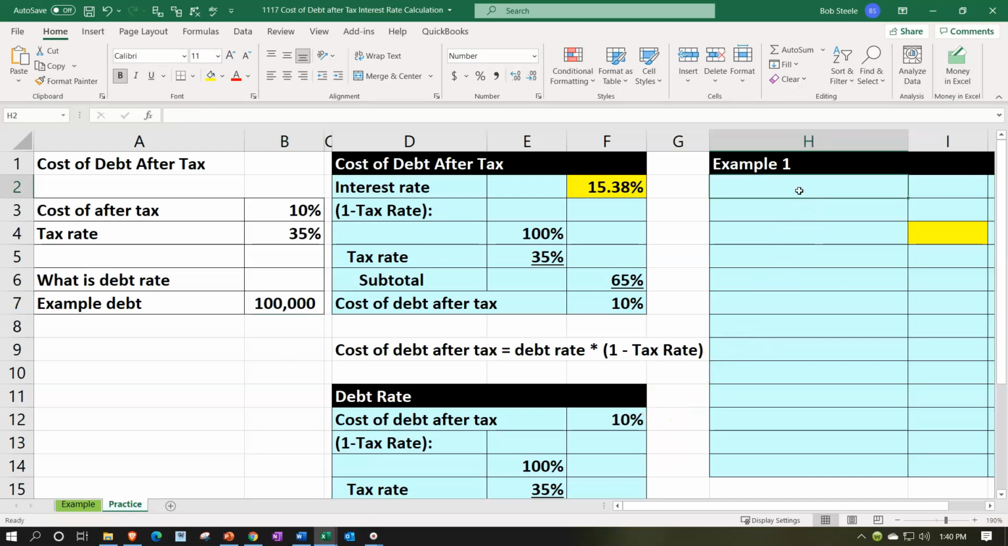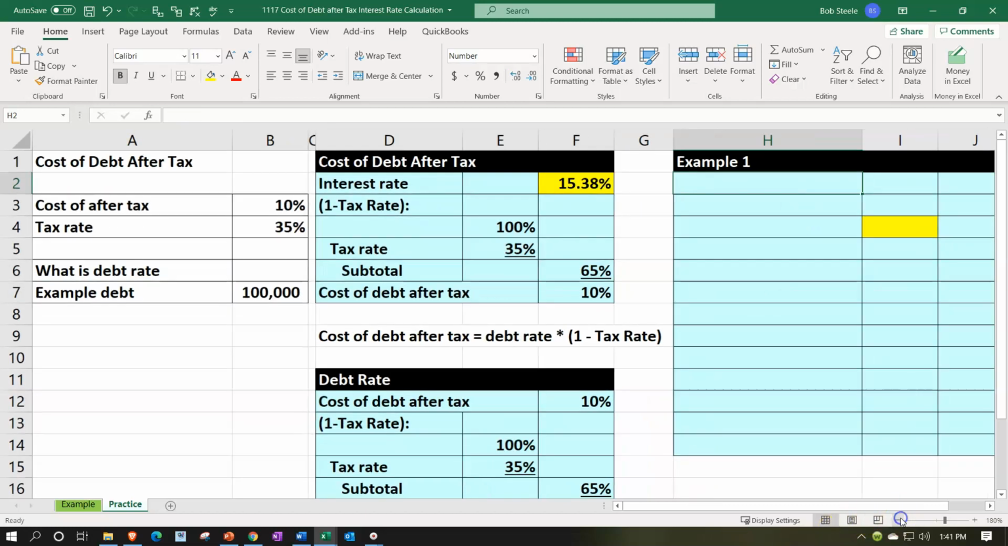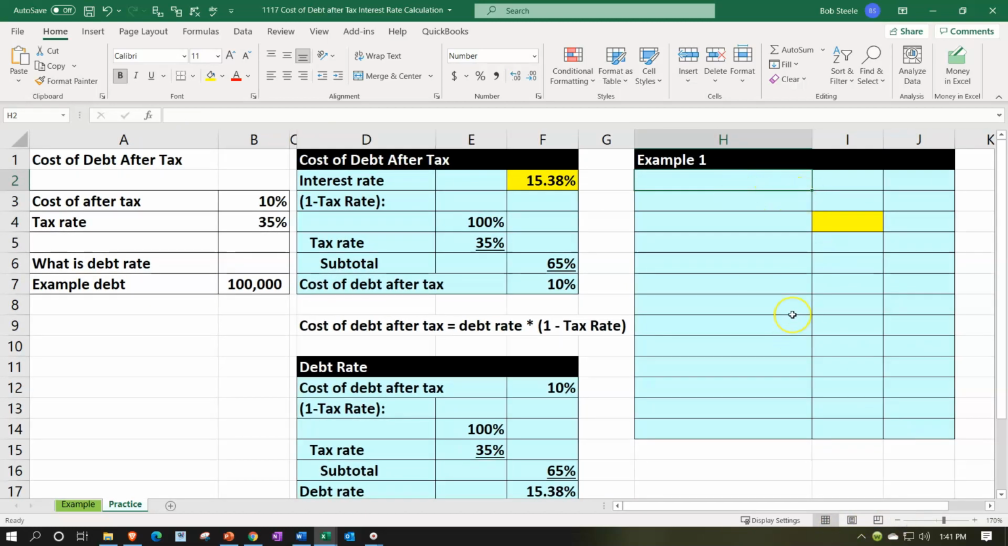So we would have our longer type of format here. I'll make this a little bit smaller so we can see this. This is going to be the interest calculation. And I'm going to say the debt then.